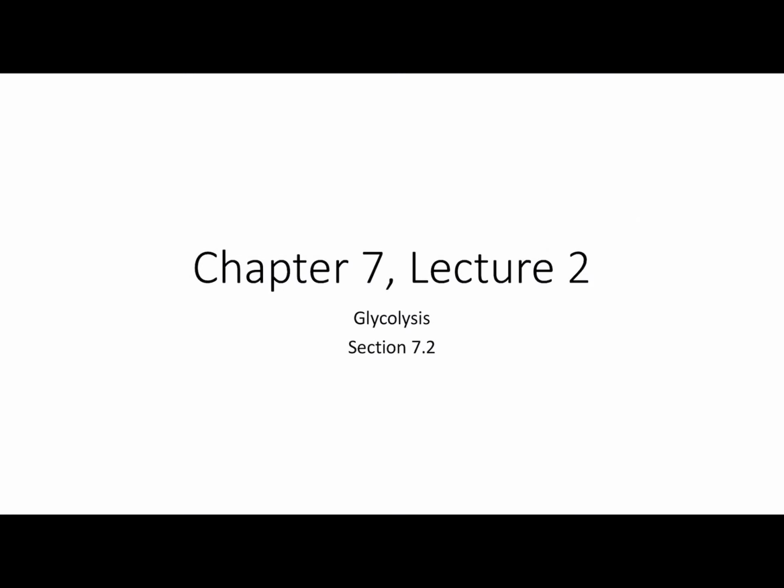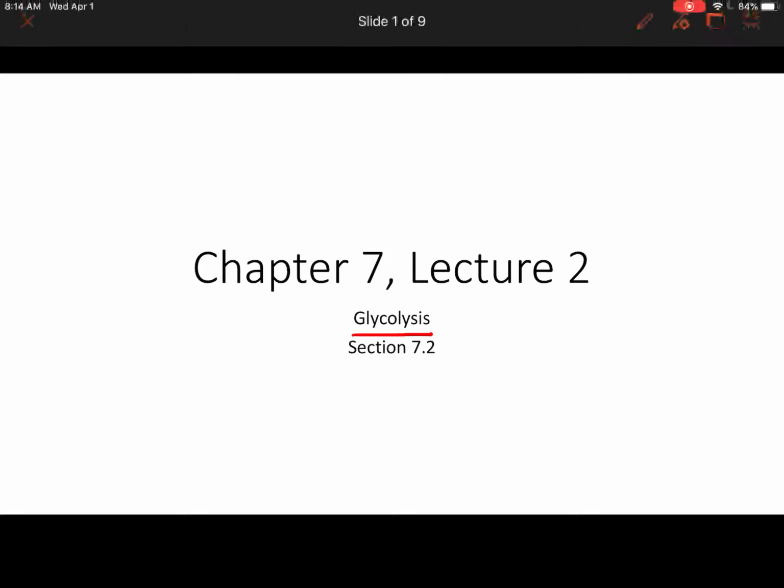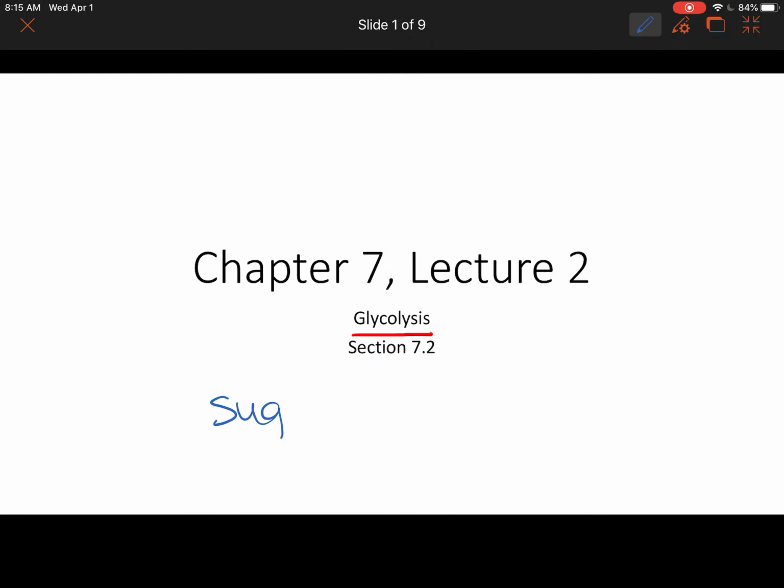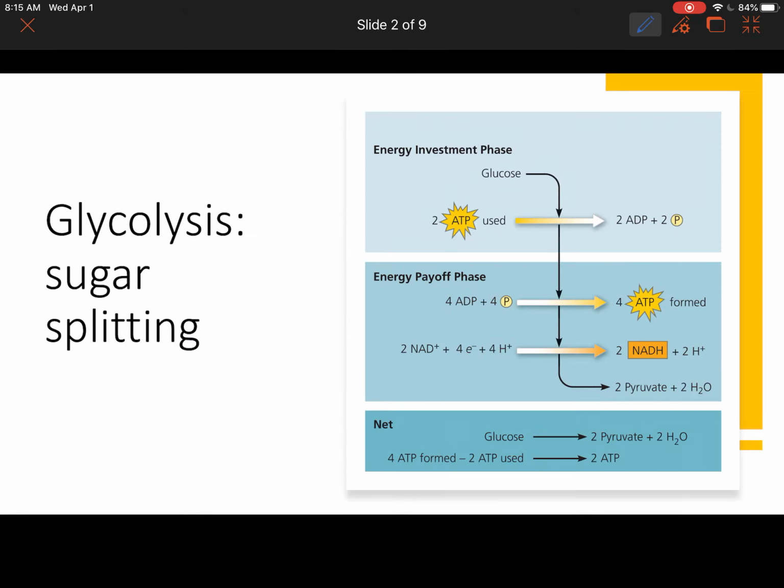Moving on through chapter 7, we're going to be talking about glycolysis in lecture 2. Glycolysis literally means sugar splitting. And that splitting is going to become important as we go through.